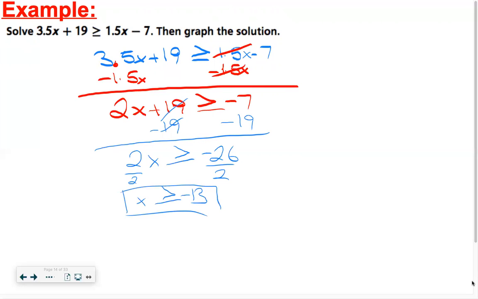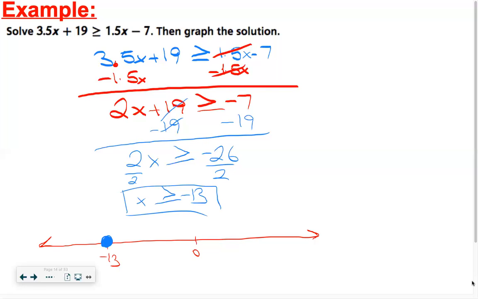How can we graph this on the number line? I have a number line, this is 0. Let's say that this is −13. First, you need to determine, am I going to use an open circle or a closed circle? Because x is greater than or equal to, −13 is included. That's the reason we need to use a closed circle.